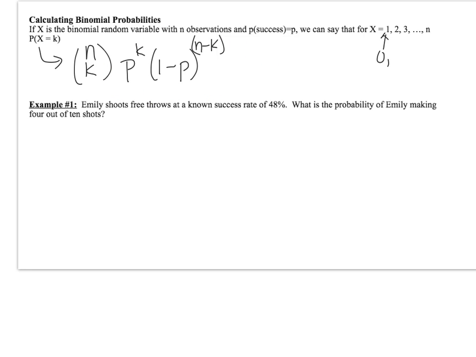So let's go through this example. Take a look at example number 1. Emily shoots free throws at a known rate of 48%. What is the probability of Emily making 4 out of 10 shots? So first question, is it binomial? She's taking a shot and making it or missing it, so yes, we have success and failure. There are a certain number of observations that are set. There are only 10 shots that she's taking, so we know that in this particular case n is equal to 10. The probability of success doesn't change for those shots, so p of success is 0.48.